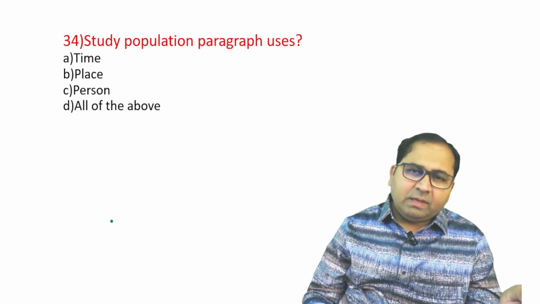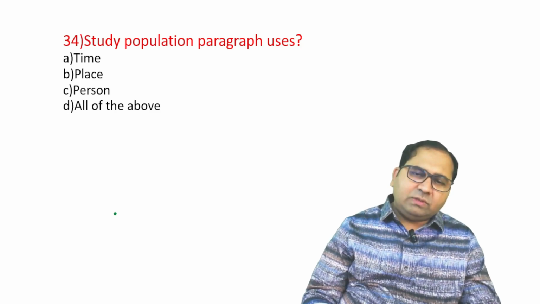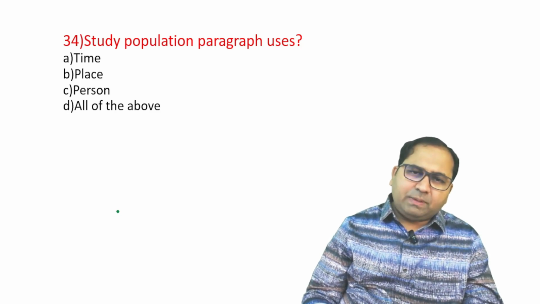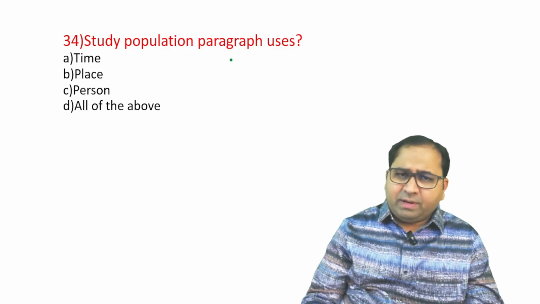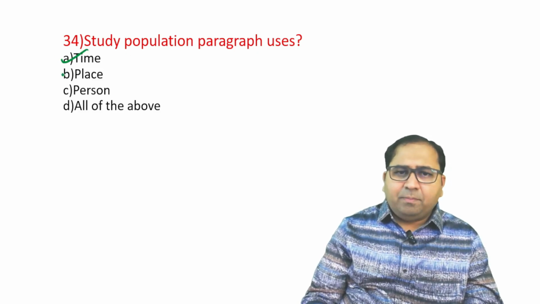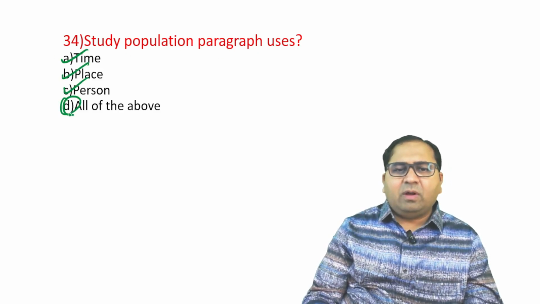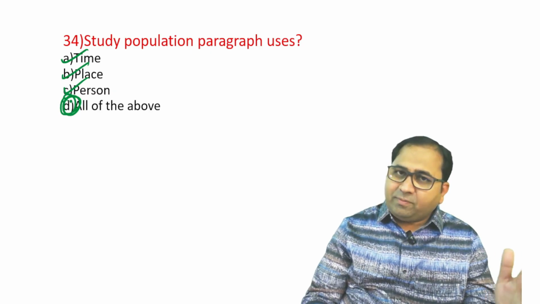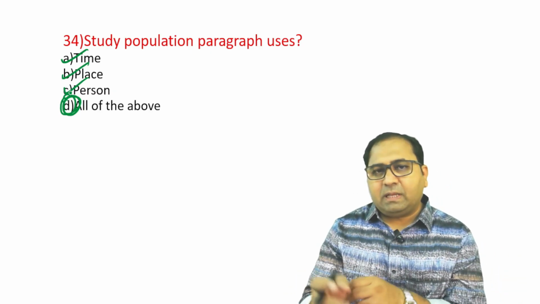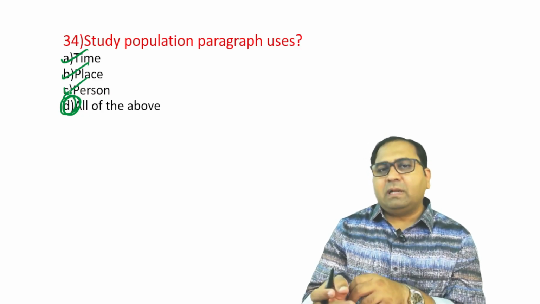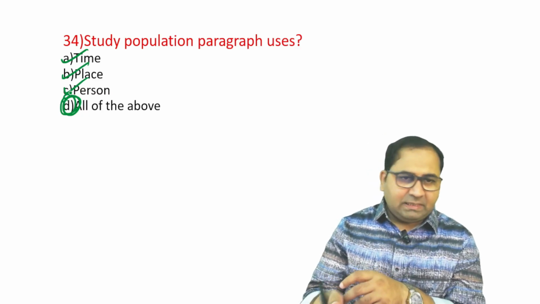Next question. Study population paragraph uses what? Time, place, person, or all of the above? Once again, the study population paragraph uses time, yes, place, yes, person, yes, all of the above, yes. Please go back to the initial questions where there is a chart on the study population paragraph. In it, it is clearly mentioned regarding the usage of time, person, and place.